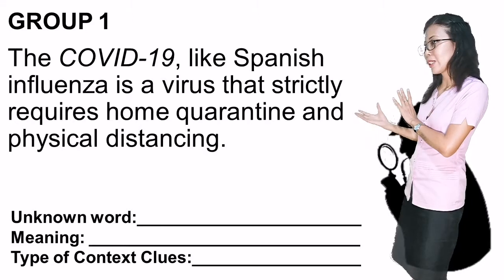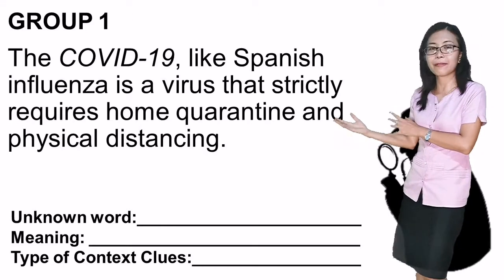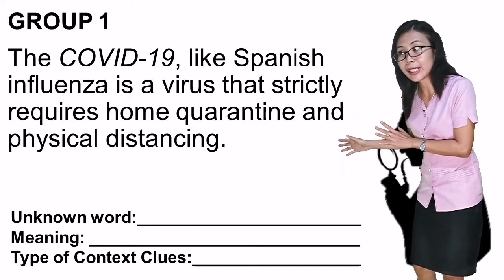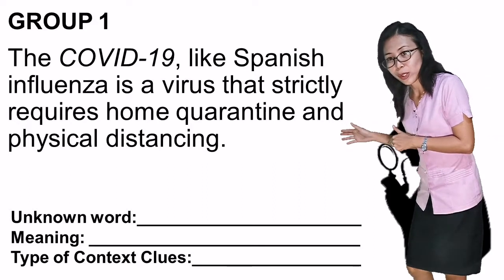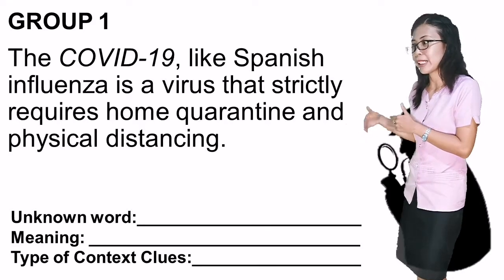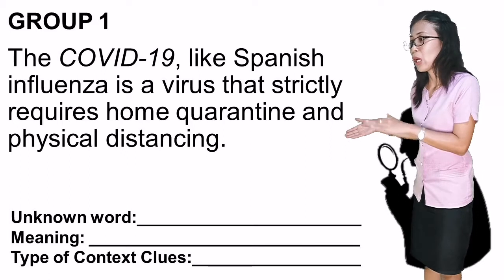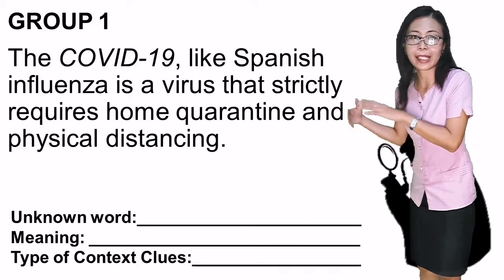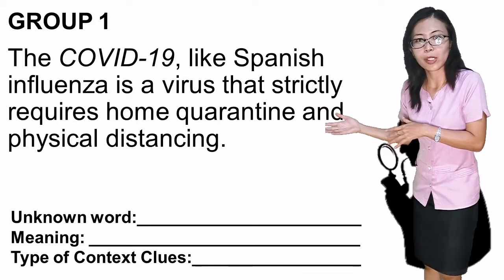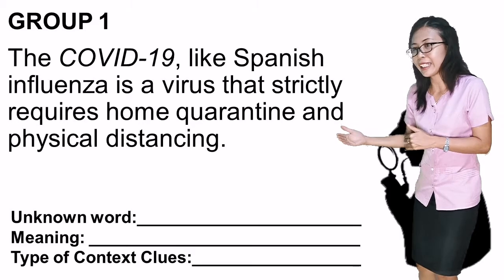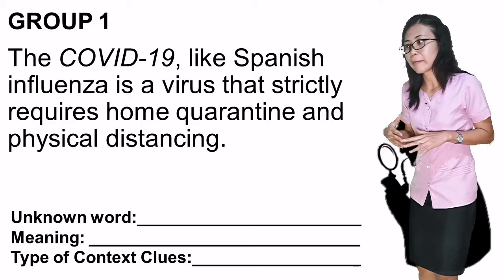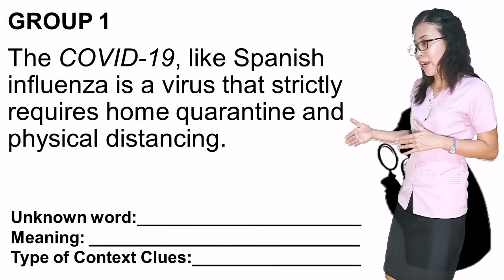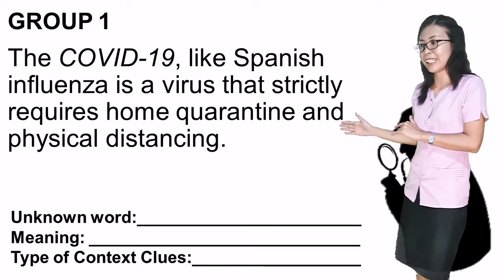COVID-19, like Spanish influenza, is a virus that strictly requires home quarantine and physical distancing. So the unknown word is COVID-19, and the meaning is virus or a disease or plague. And the type of context clue we use is restatement or synonym because of the signal word like. COVID-19 therefore is just like Spanish influenza. They are the same as a virus that strictly requires home quarantine and physical distancing. Bravo, group 1. Next, group 2.